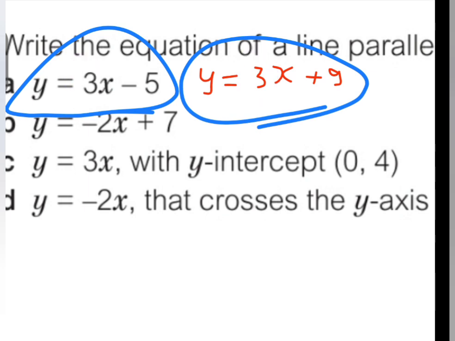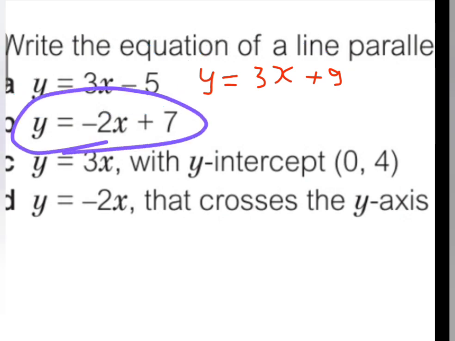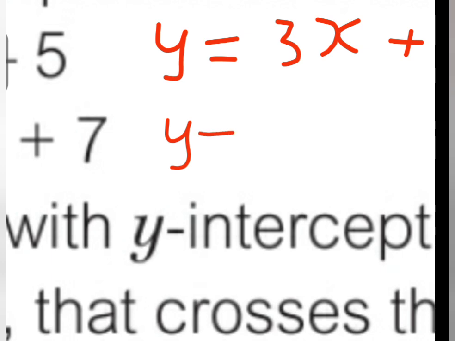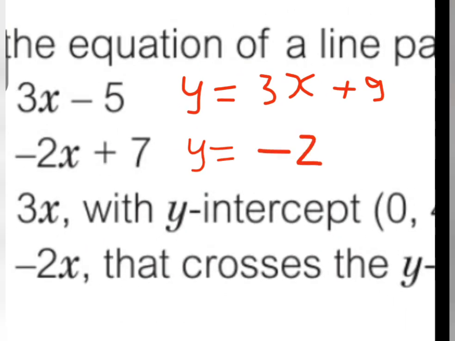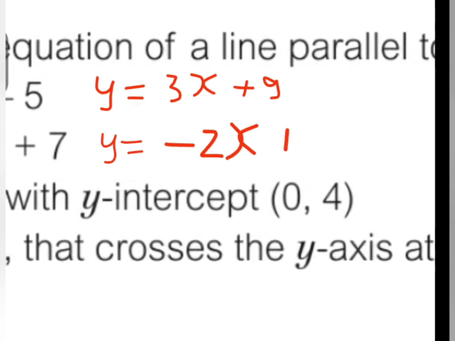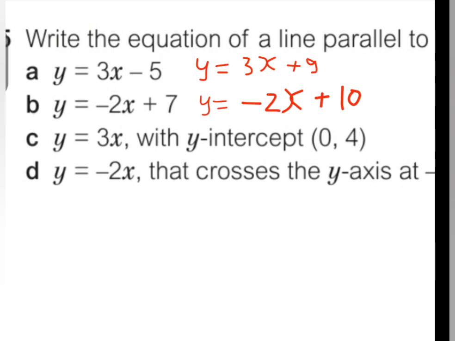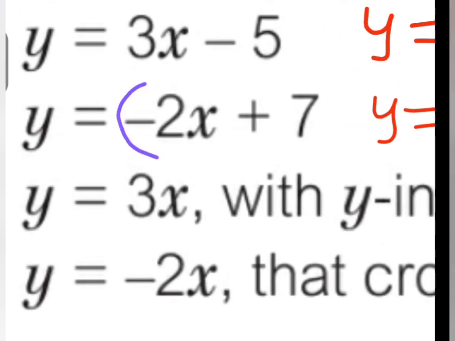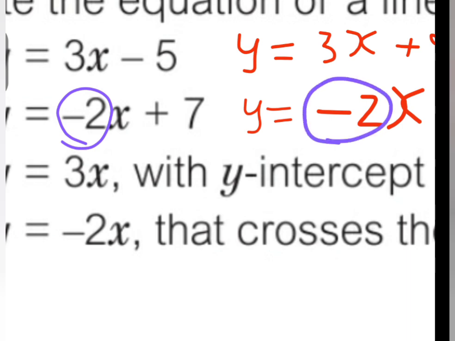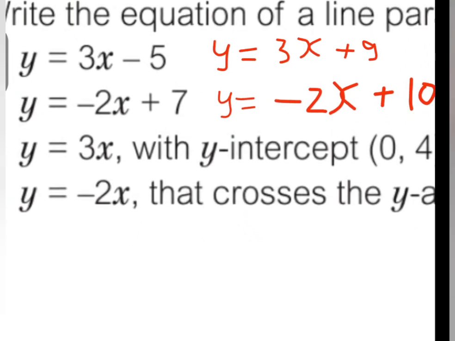Now let's take a look at the second one. The second one here we have y equals negative 2x plus 7. How do we write an equation for a line that is parallel to this one? Very good. We use the same gradient. So we write y equals negative 2x, and then we write any number. It can be positive or negative. Now, how do we know that they are parallel? By using the same gradient. If two lines have the same gradient, it means they are parallel.